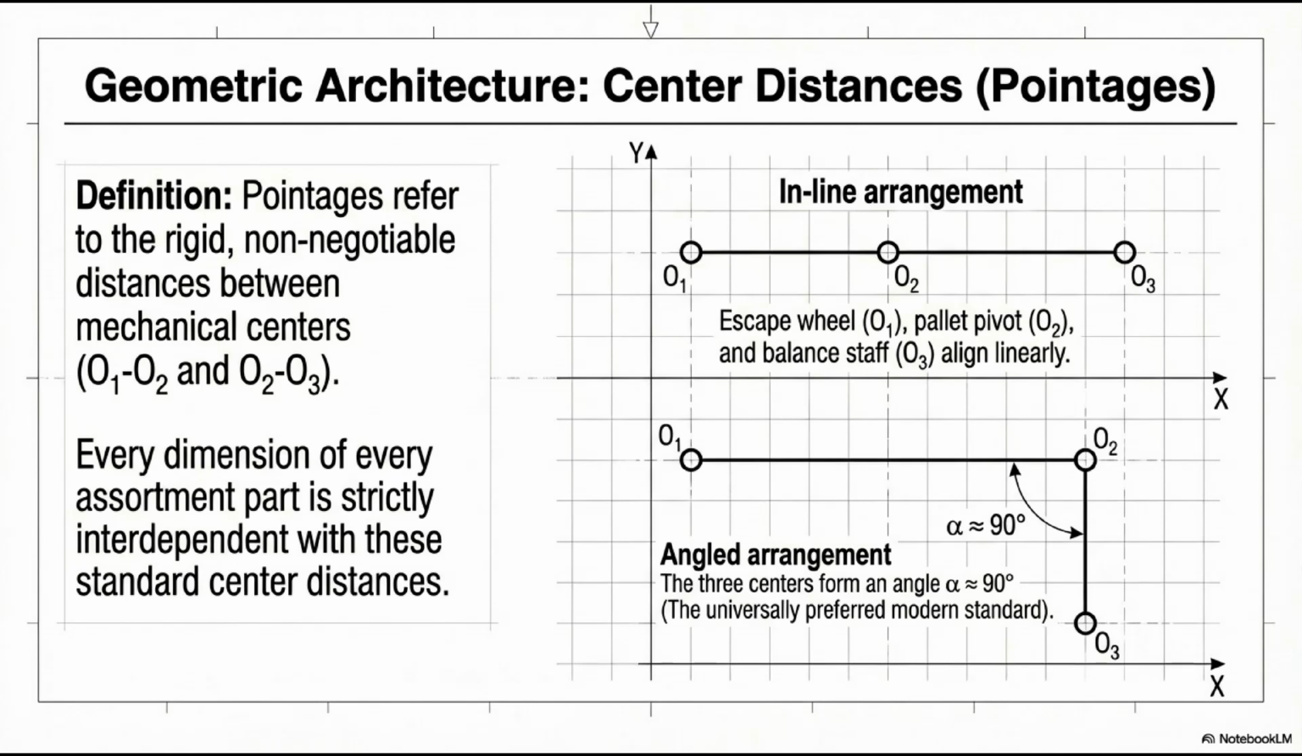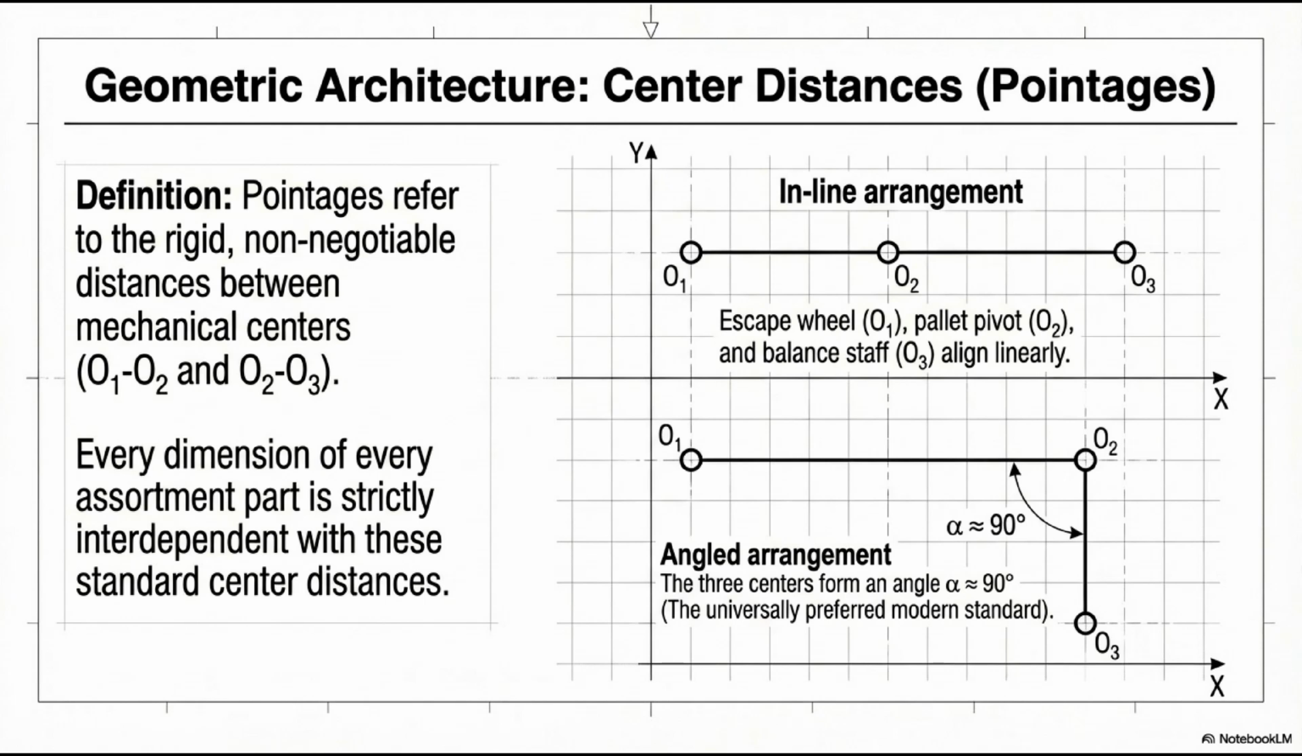Now we need to understand the geometric framework that positions them relative to each other, and that framework is the pointage. A pointage has a very specific meaning in escapement engineering. It's the precise center-to-center distance between the pivot axes of the assortment components. Two distances define the system. O1 to O2, escape wheel center to pallet fork pivot. O2 to O3, pallet fork pivot to balance staff center. These two distances are the master dimensions from which every other dimension in the assortment is mathematically derived.